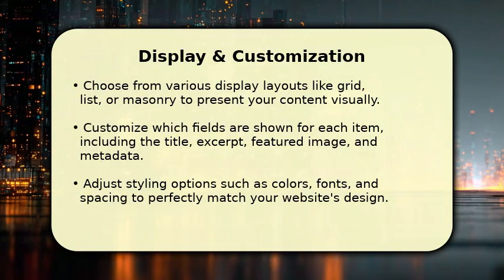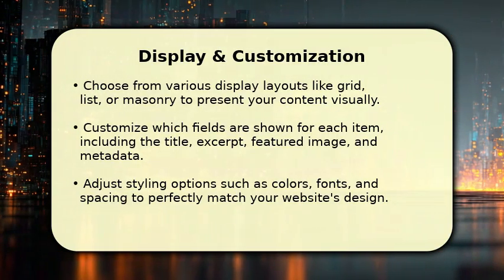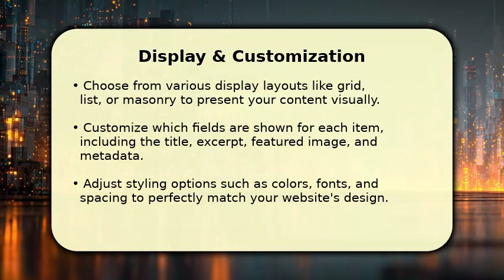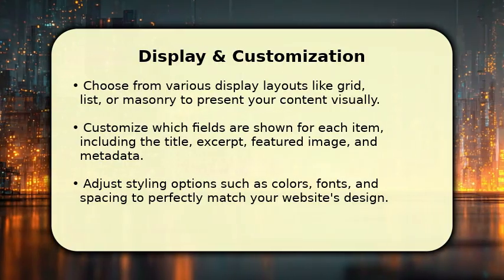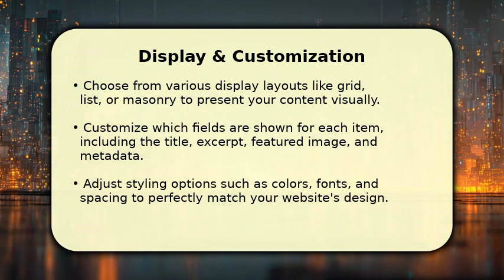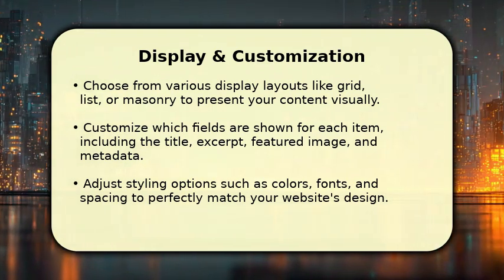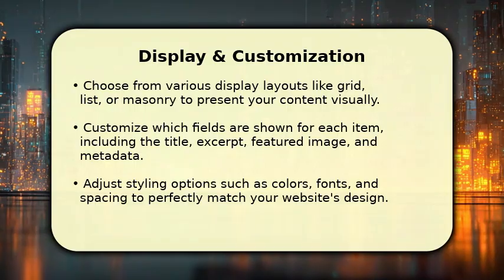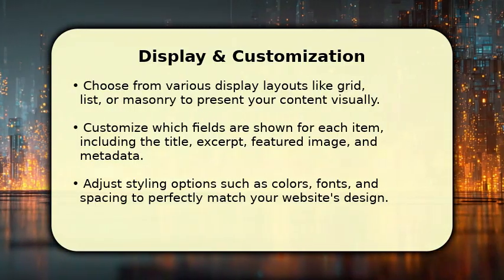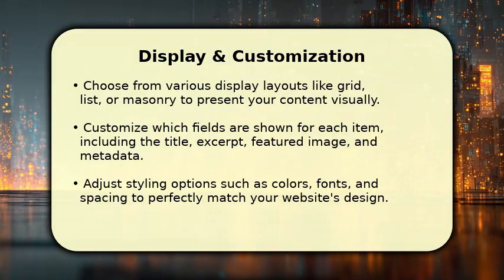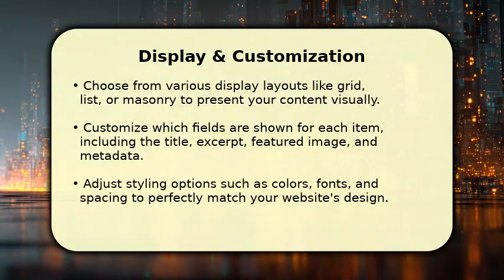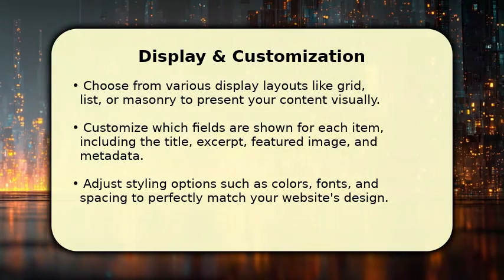With your content selected, it's time to customize its appearance. Content Views offers several display layouts, including a classic list, a dynamic grid, or an elegant masonry style. You have full control over what information is visible for each item. Decide whether to show the post title, a short excerpt, the featured image, or even the author's name. Furthermore, you can fine-tune the aesthetics by adjusting colors, font sizes, and spacing, ensuring your content view seamlessly integrates with your site's overall design. This level of detail allows for a truly unique and professional presentation.